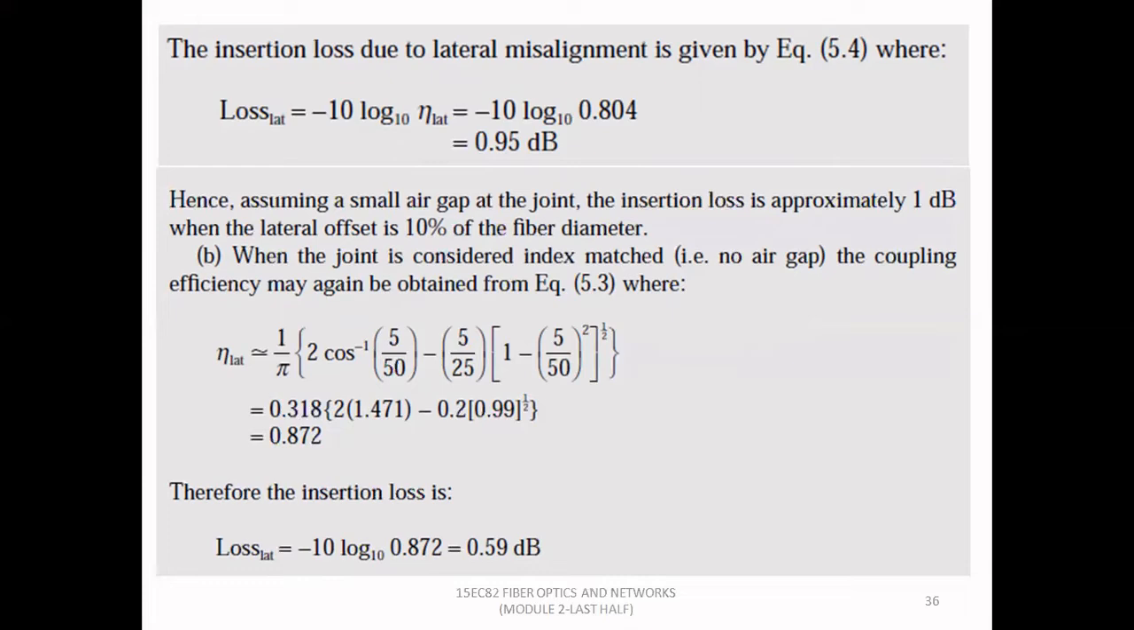When the joint is considered index matched, there is no air gap. The coupling efficiency may again be obtained from equation 5.3. After substituting, we are getting eta lat equal to 0.872.